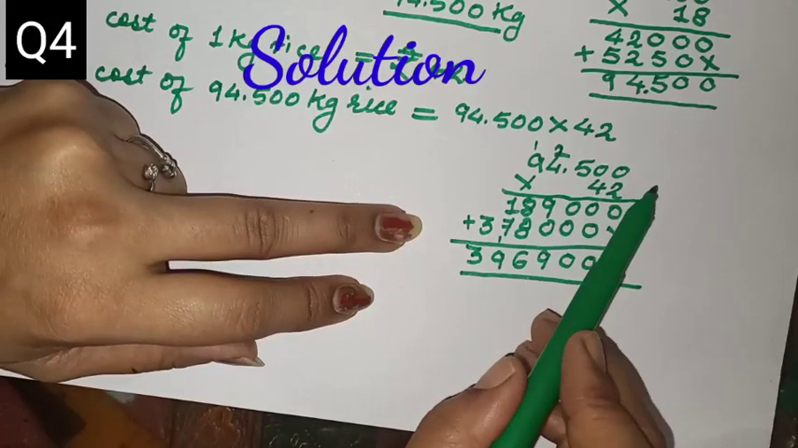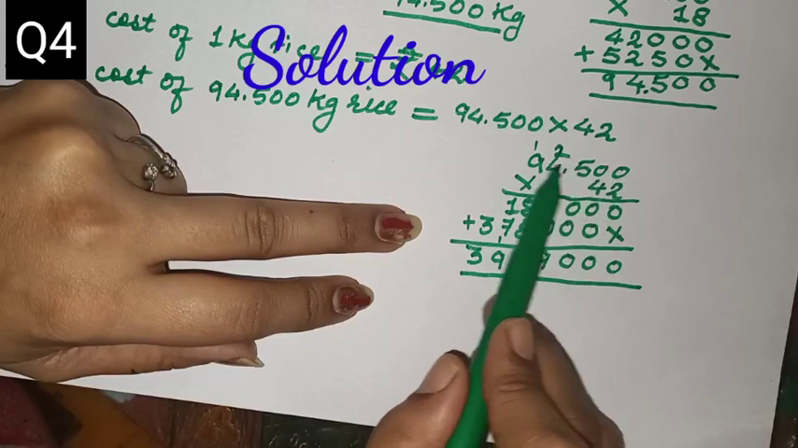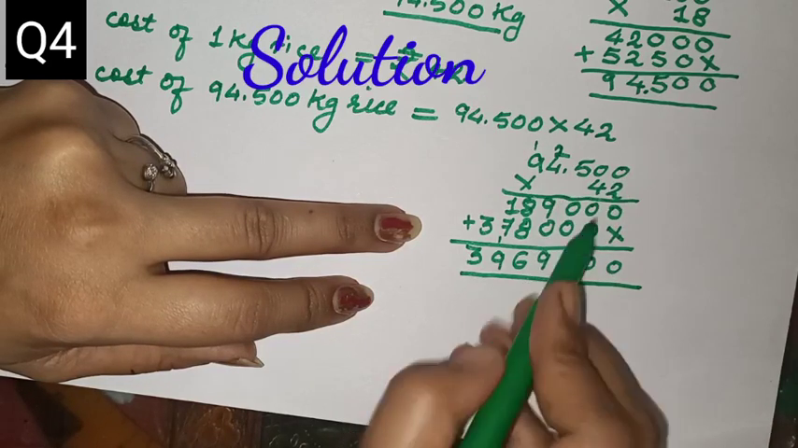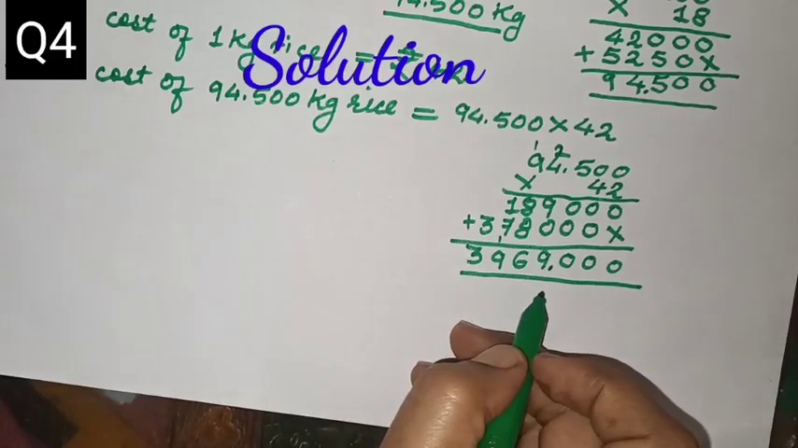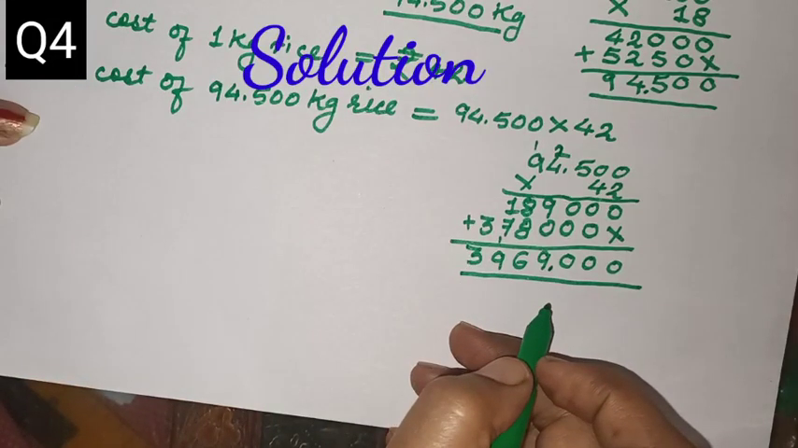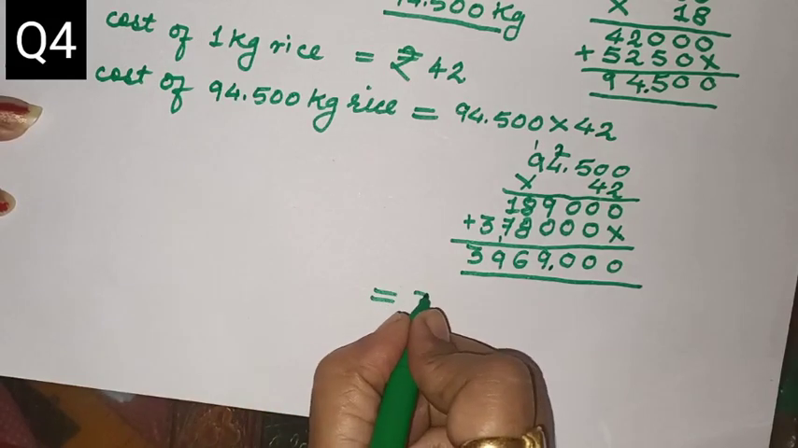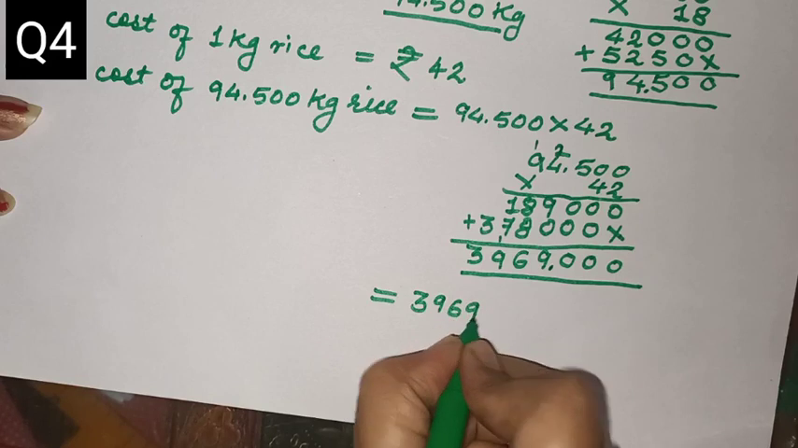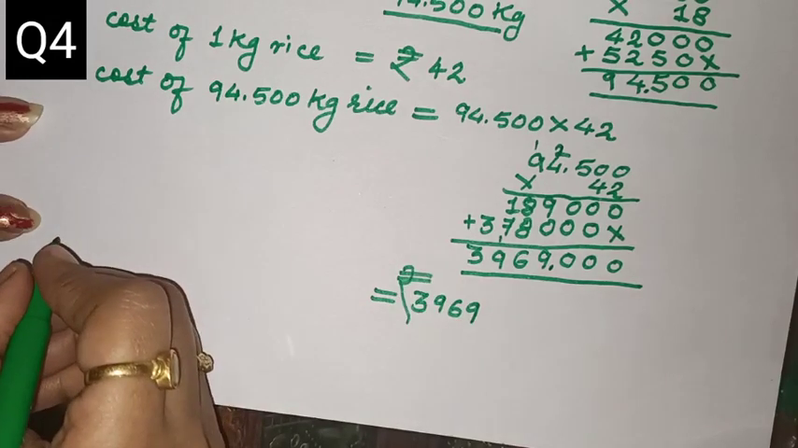Let us count 1, 2, 3. Here no decimal is there, so we'll count only for one number. 3 digits are there, so 1, 2, 3. The answer is 3,969 rupees. So what will be the answer? Answer is 3,969 rupees.